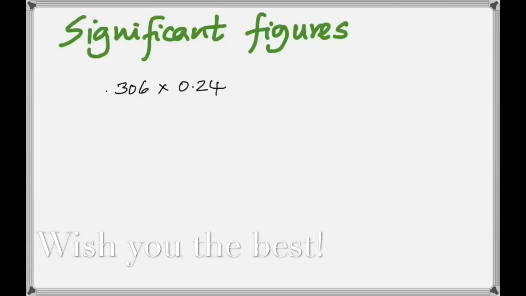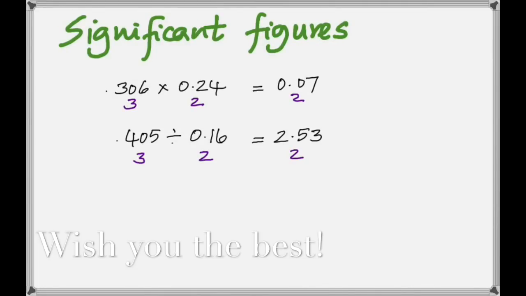So what's the rule? Yeah, the smaller number of significant figures. So this one has 3, this one has 2 significant figures, right? And the smaller is 2, so the answer should have 2 significant figures. What about this one? It's division. The rule is the same. There are 3 here, 2 here, so the answer must have 2 significant figures. So those are the answers.